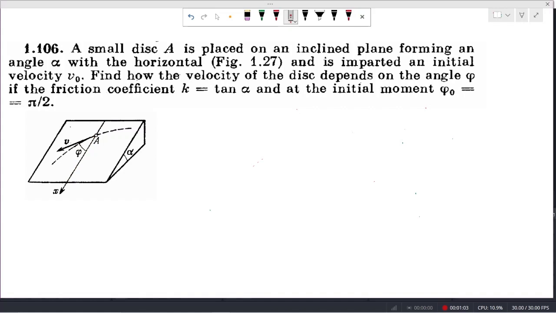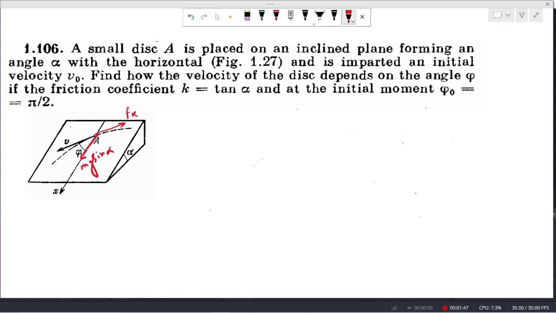So to solve this question, first we need to see what all forces are acting on this disk. Definitely there will be a component of its weight along the inclined plane, and that will be mg sine alpha. This force will be in this direction. And there will be a friction, which will be kinetic friction, acting opposite to the velocity at every instant, and it will act like this. These two are the forces responsible for changing the motion of this particle.